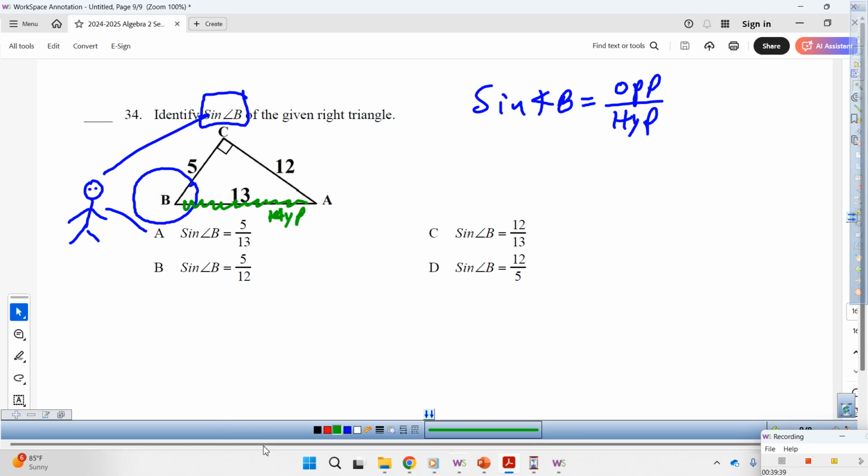All right, so if we look at it through that lens, which side is opposite to angle B? Which one is opposite? 12. And which is the hypotenuse? 13. So the correct answer is C. All right, I'm going to stop right there. I'm going to give you guys a little bit of time to go back to the beginning. Get started one more time.